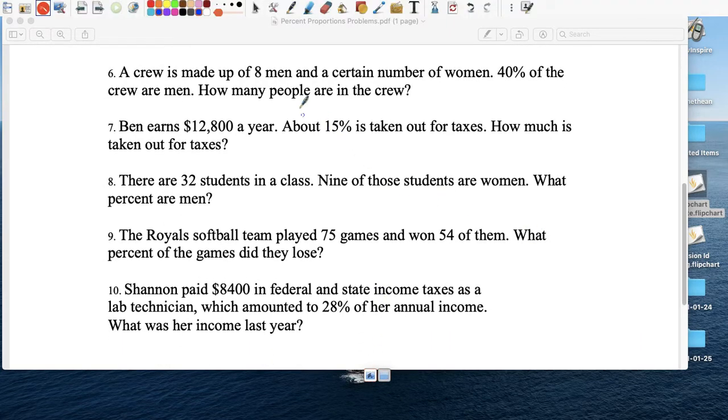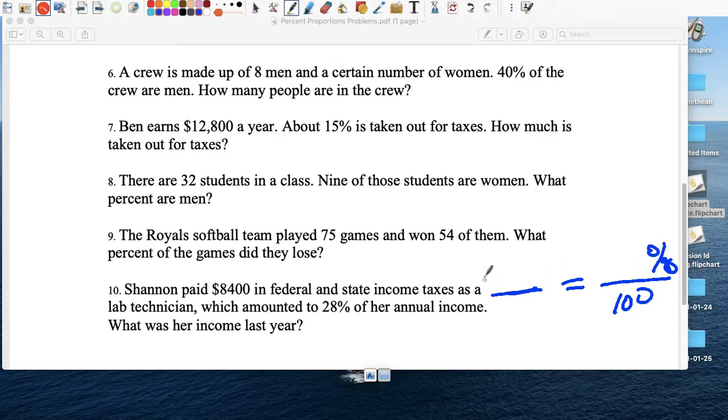Last question. Shannon paid $8,400 in taxes, which is equal to 28% of her annual income. What was her income last year? Another way of thinking. El año pasado ella pagó $8,400 de impuestos. ¿Cuánto ganó ella de dinero? So remember, trabajamos, ganamos dinero y una parte pagamos de impuestos. So we work, we make money, and a part of that we pay for taxes.